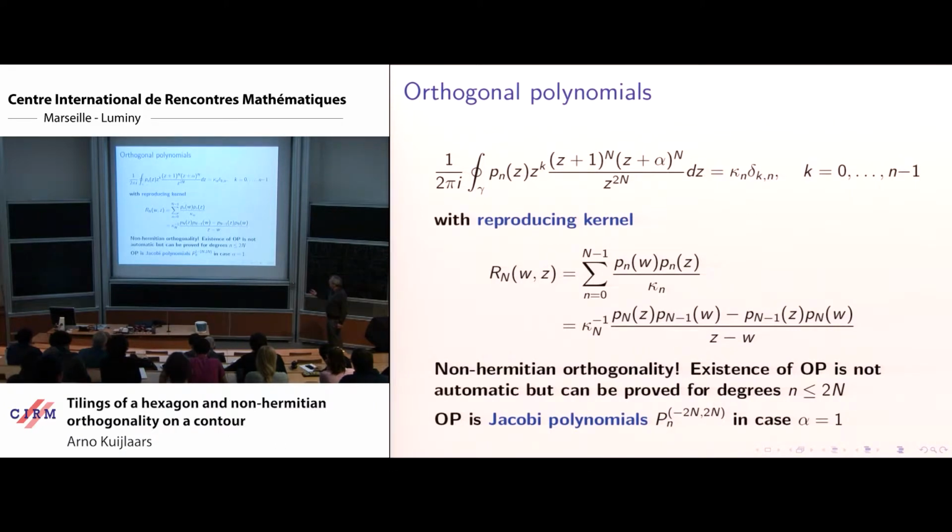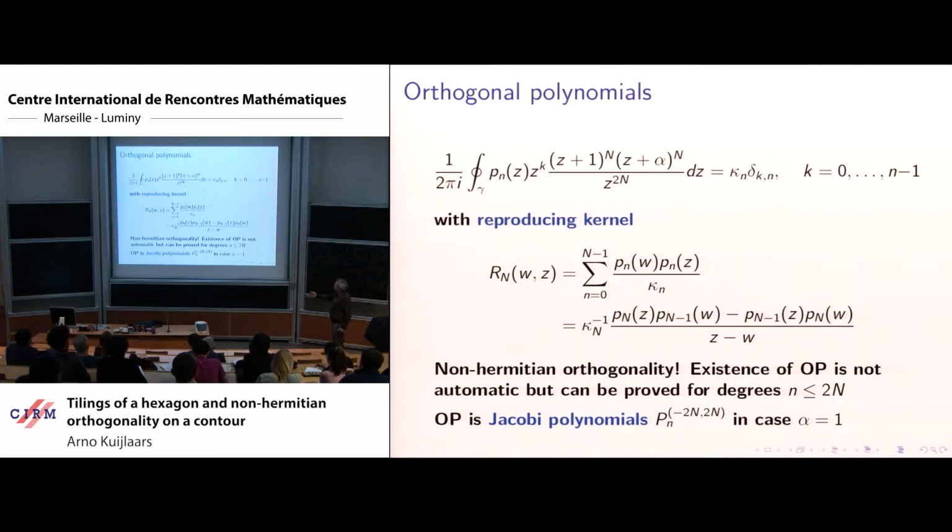So I take polynomials p_n, where little n is the degree of this polynomial, that should be orthogonal with respect to this weight, orthogonal with respect to lower degree polynomials, right? And so I integrate over this gamma p_n times z to the k, where k is less than n, times the weight. Such an integral should be 0 if k runs from 0 to n minus 1, and of course, if k is n, then you get some non-zero number here.